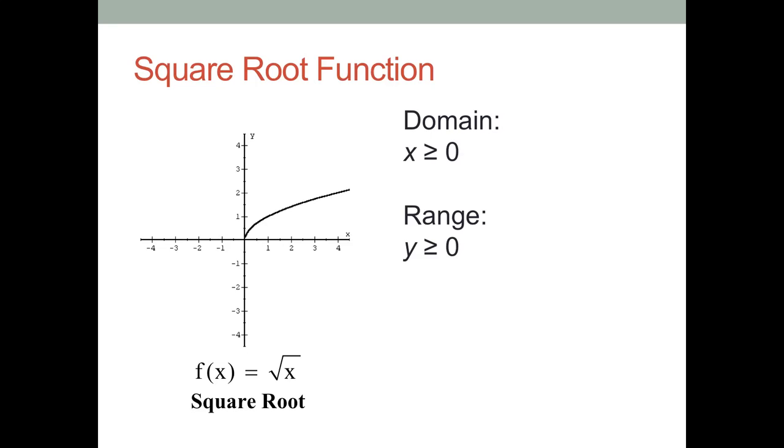So that means both my domain and my range are going to be restricted. My domain is only going to be x values greater than or equal to 0 because my graph is only over here on the right side of the y-axis. And my range is going to be y is greater than or equal to 0 because my graph only goes up here above the x-axis. So I have nothing over here to the left, I have nothing down here underneath, and so both domain and range are restricted for the square root function.